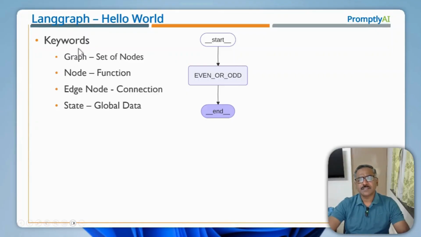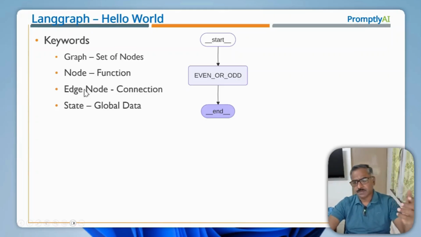What is a graph? It is a set of nodes. It defines a graph. In this case, you have one user defined node, even or odd, and two system defined nodes, which are start and end. There are two different nodes. What is a node? A node is actually a function. You can treat it that way. Every node is a function, a Pythonic function.